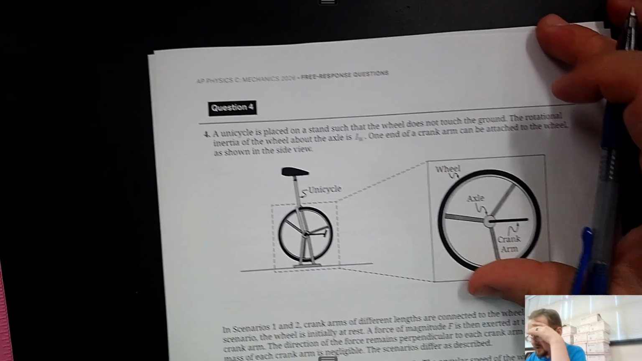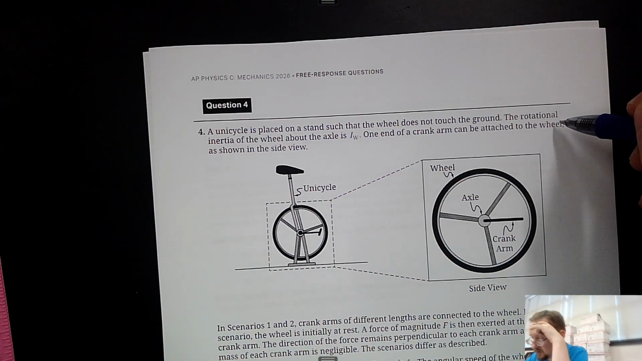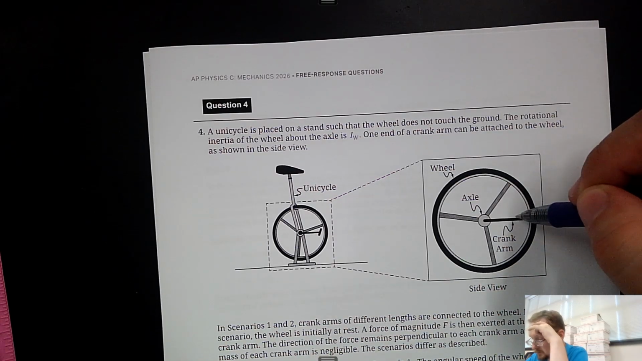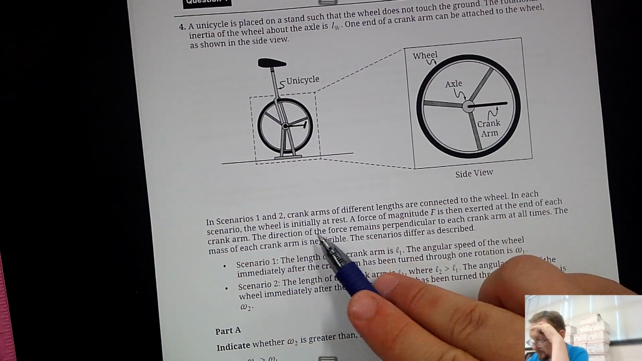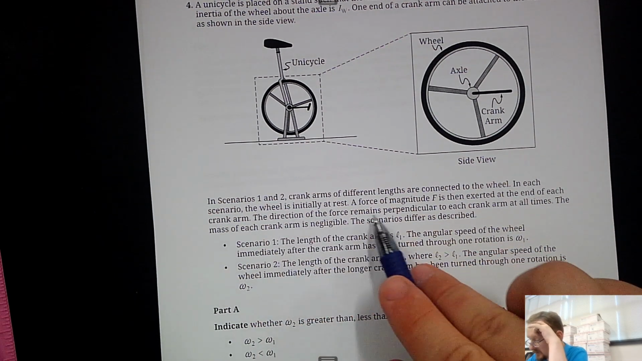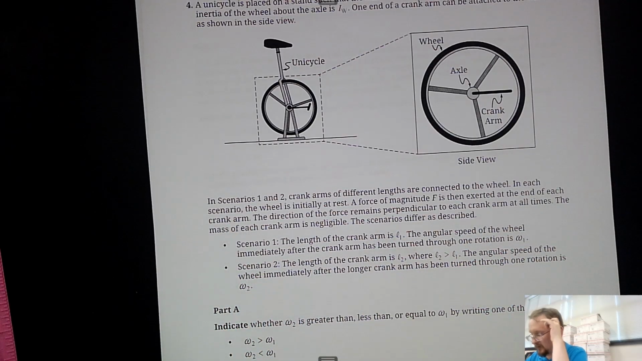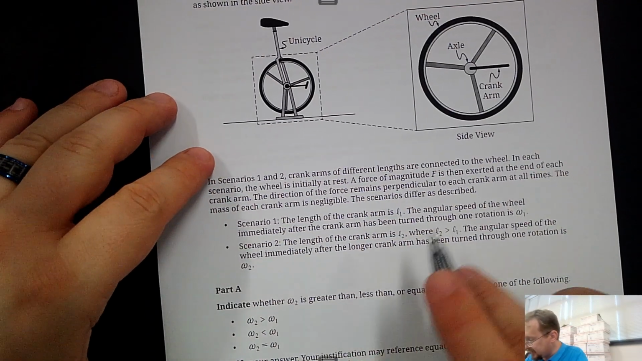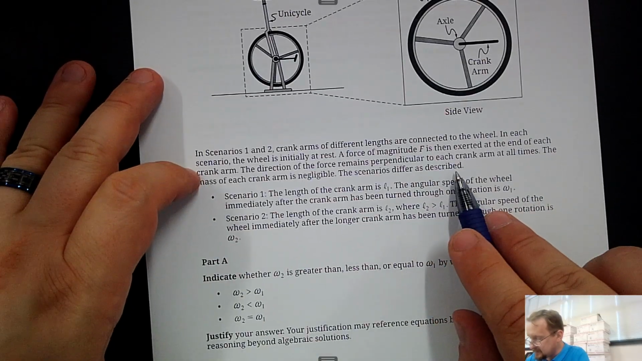Okay, what we got here is a unicycle is placed on a stand such that the wheel does not touch the ground. The rotational inertia of the wheel about the axle is IW. One end of the crank arm can be attached to the wheel. Okay, shown is the side view. Scenarios 1 and 2, crank arms of different lengths are connected to the wheel. In each scenario, the wheel is initially at rest. Force is exerted at the end of each crank arm. The direction of the force remains perpendicular to each crank arm at all times. So that's just torque. The mass of the crank arm is negligible.